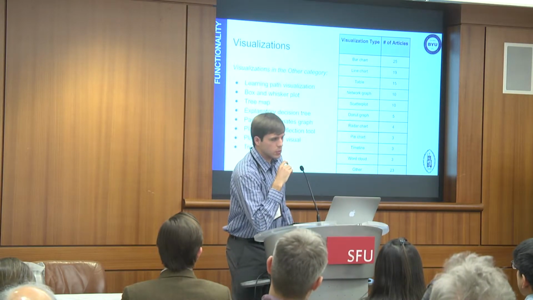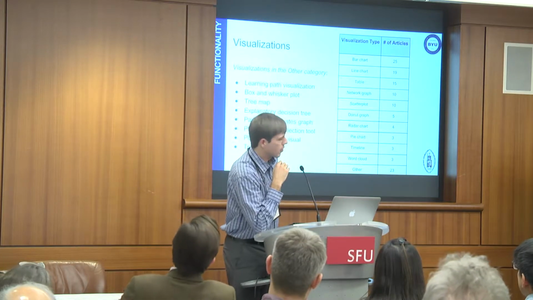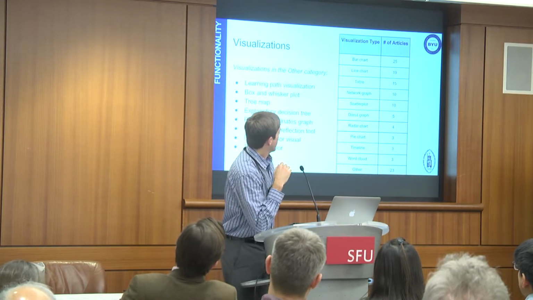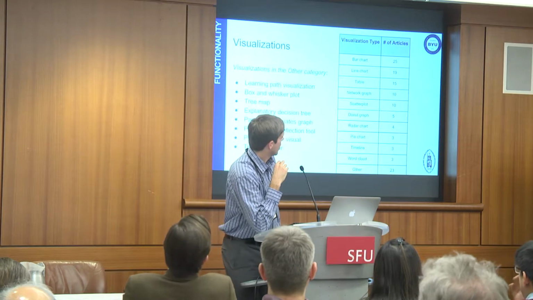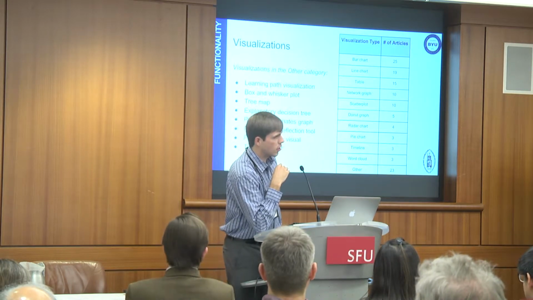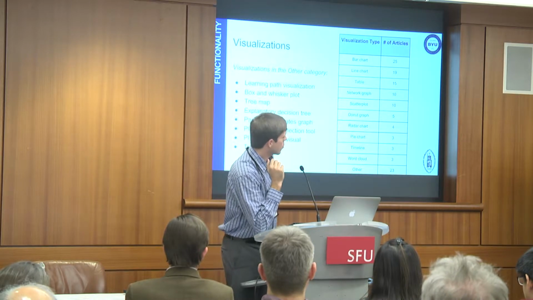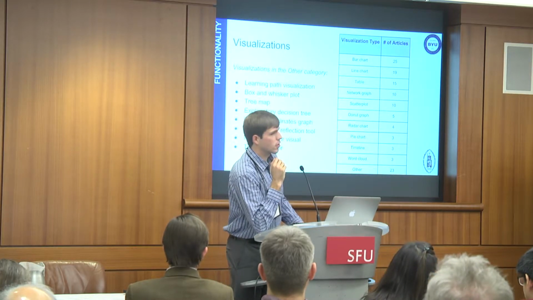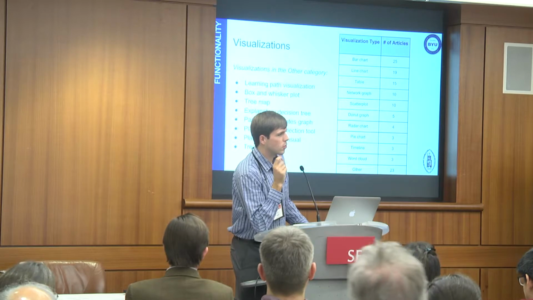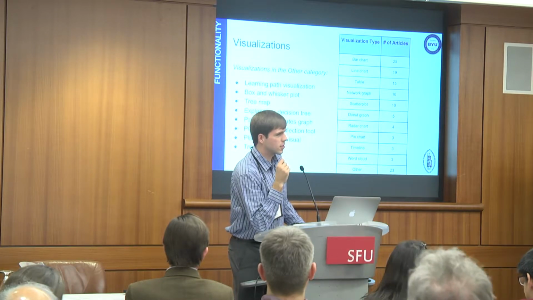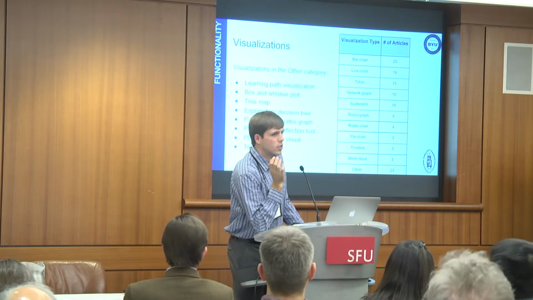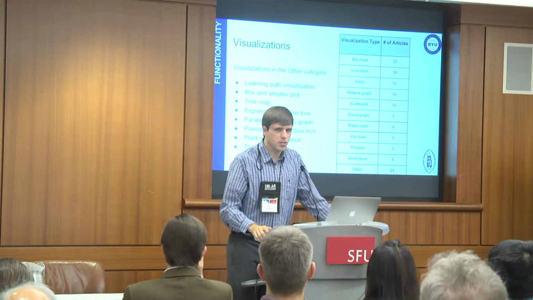The types of visualizations are summarized in the table on the right, with bar chart, line chart, table, and network graph being the most common, not surprisingly. What was surprising is that in the other category, there were 23 visualizations and they were the only instance of that visualization. So there were a lot of really unique types of visualizations being used.